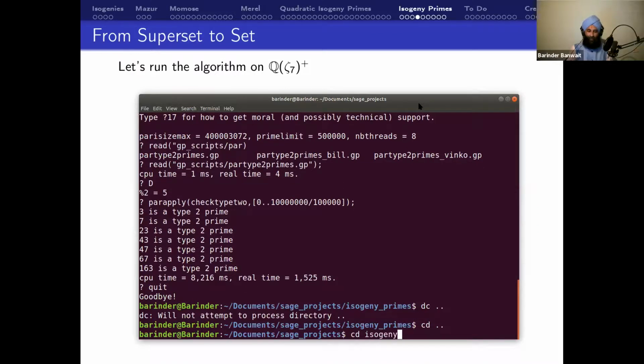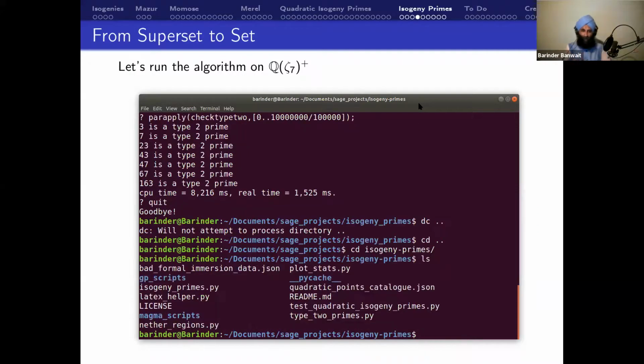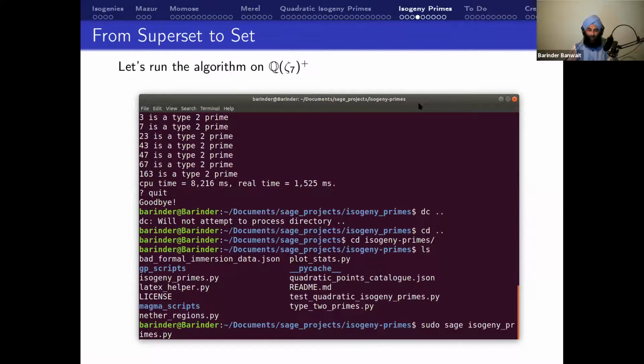CD isogeny primes. Okay, so this is currently on a private GitHub repo. It'll be released at the same time as the paper, I imagine. The user interface is fairly similar. It's not a D you enter anymore. It's going to be the defining polynomial, which for this cubic Galois field is x cubed minus x squared minus 2x plus 1.